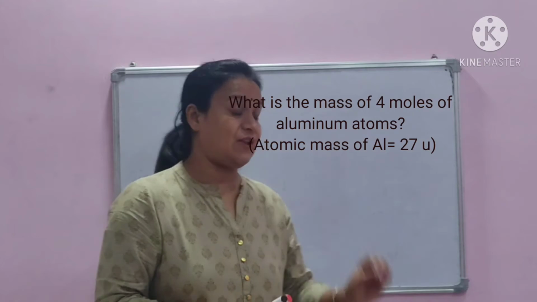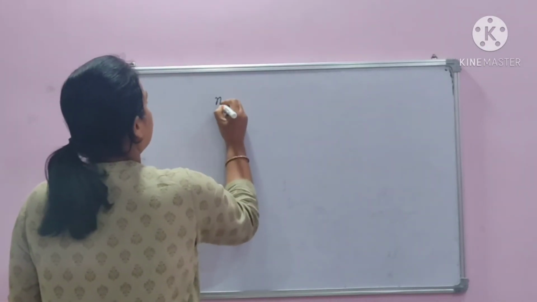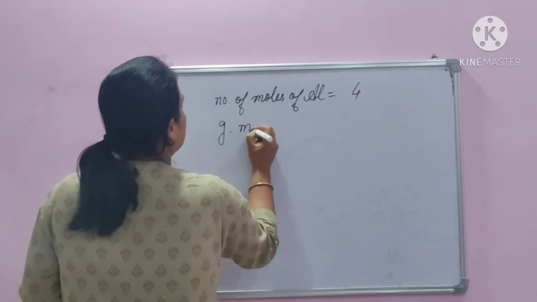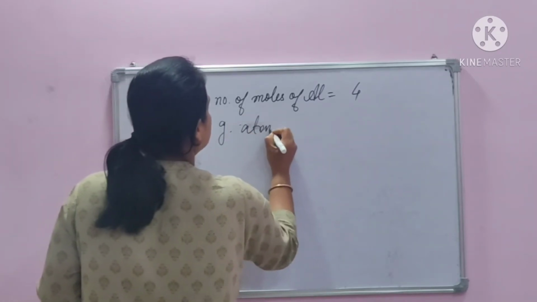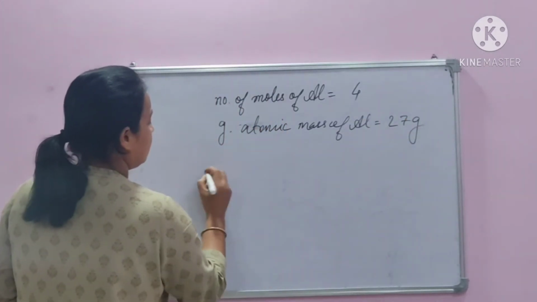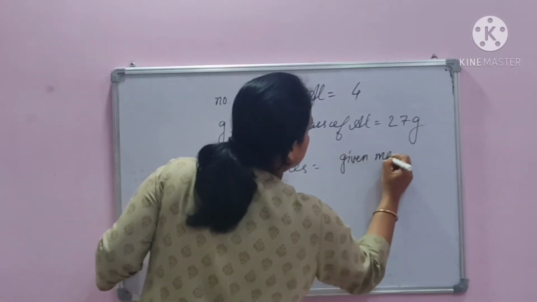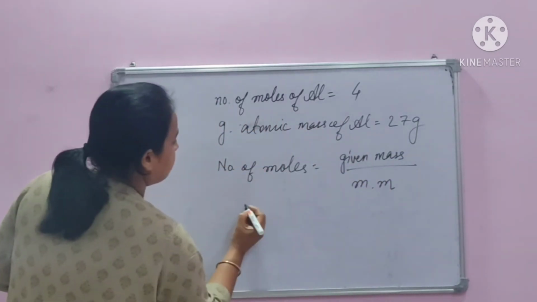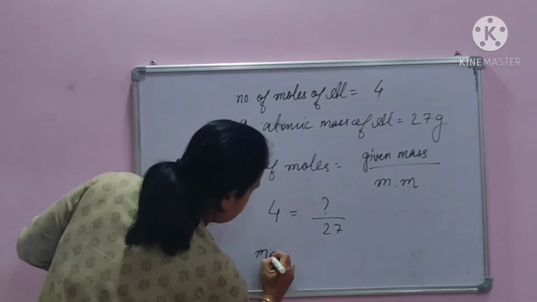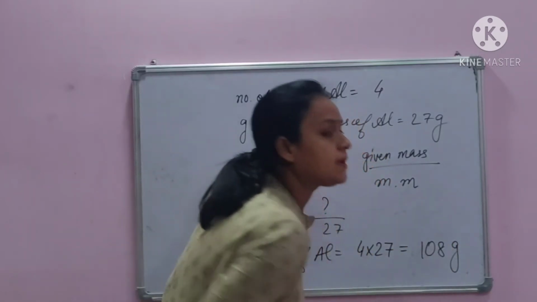This is just similar to the previous one, only we have to find a different thing here. Here it is given 4 moles of aluminium atom. Means we have 4 moles and we know the atomic mass of aluminium is 27 u. So similarly, number of moles here is 4. And the gram atomic mass of aluminium, it should be atomic mass actually, is 27 grams. As we know that the number of moles is equal to the given mass divided by molar mass, here the number of moles is 4, given mass we don't know and molar mass is 27. So the mass of aluminium will be equal to 4 into 27, that will be equal to 108 gram.